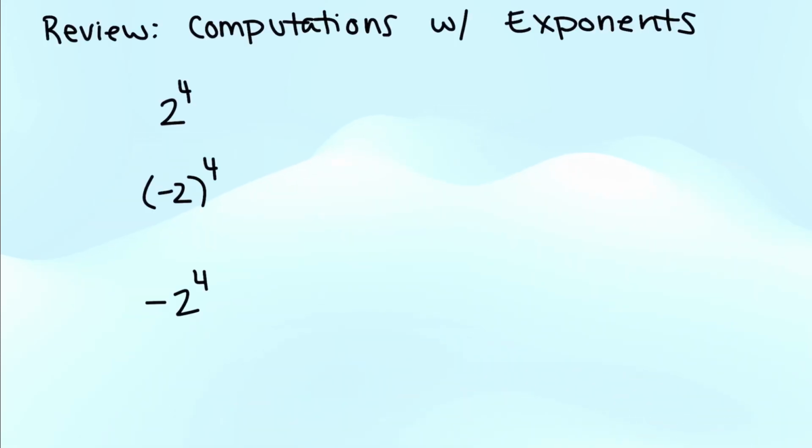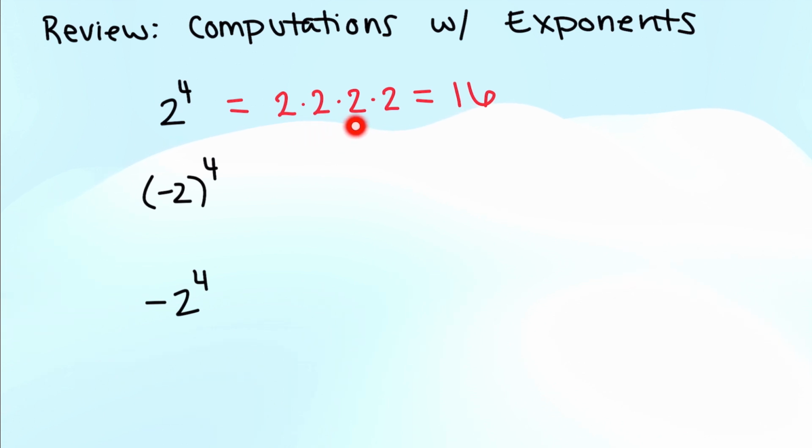Let's run through some rules and laws for working with exponents. First, I want to do a quick review of how we actually do computations with exponents. Let's start with the expression 2 to the 4th. That means we're multiplying 2 by itself 4 times. So 2 times 2 times 2 times 2 would give us 16.